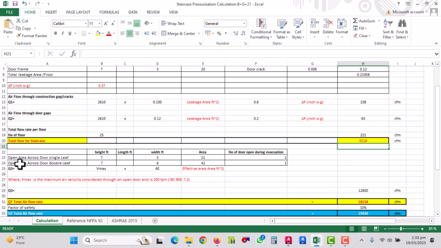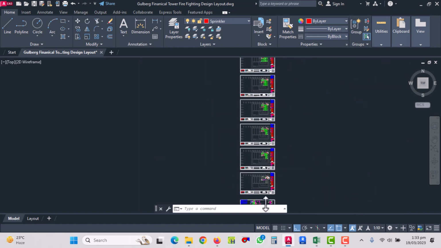the second step. When the fire happened, the doors are closed, the stair is pressurized, we need this CFM. And now in the second case, when the door is open and the air will flow through this door, there will be a door opening which is 7 by 3 feet. The door is 7 by 3 feet, single leaf or double leaf. In this case, we have a single leaf door.